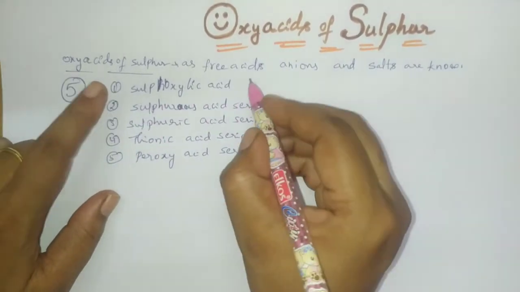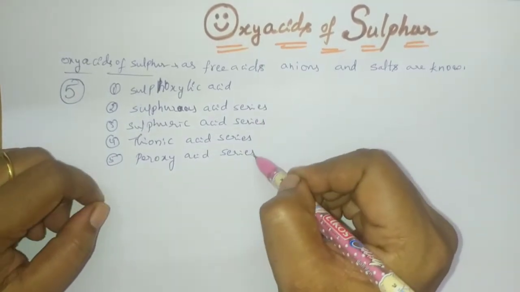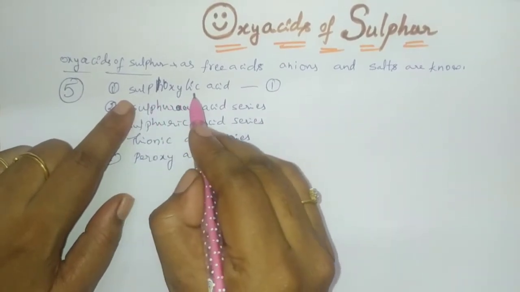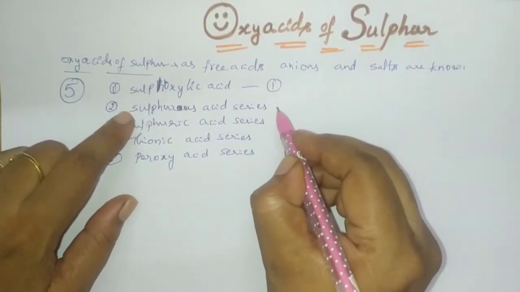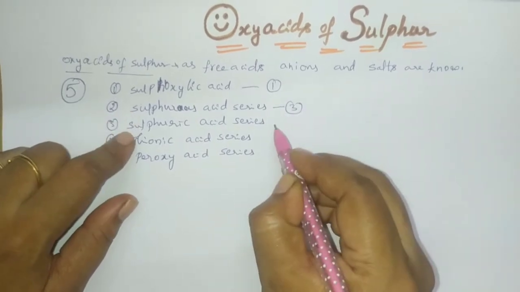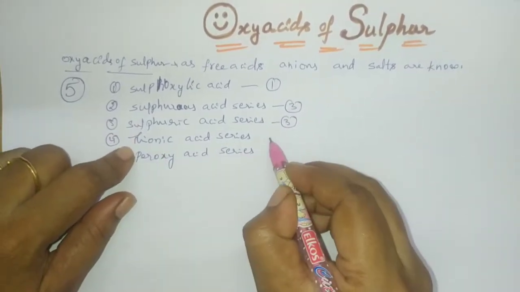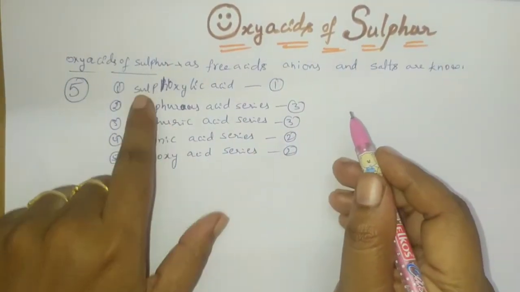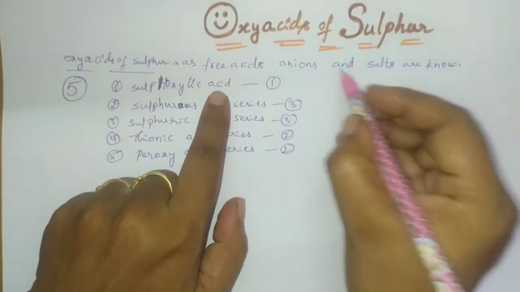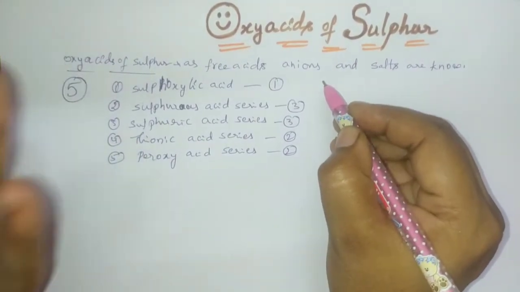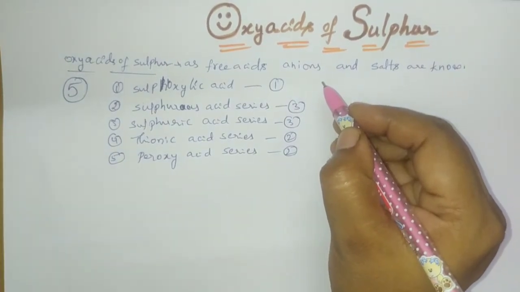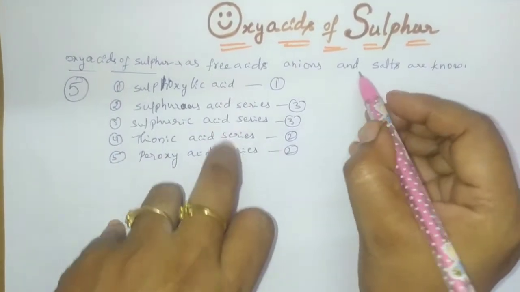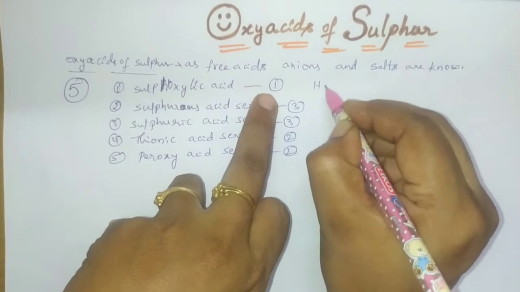Sulfoxylic acid. So here subgroups are there, that's why we are calling this one a series. Here only one example, that is sulfoxylic acid. In the sulphurous acid series we have 3 examples, and in the sulfuric series also we have 3 examples. Here thionic, just two. Remember this sequence. Based on our syllabus, he is asking only for structures, not any theory questions.